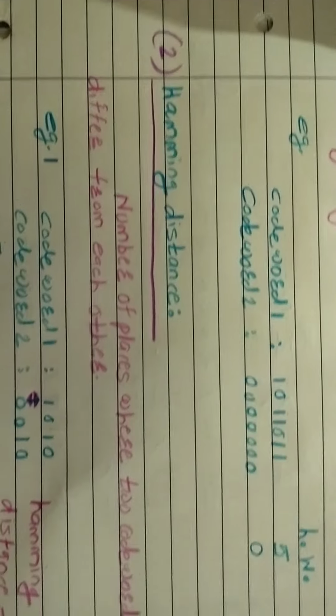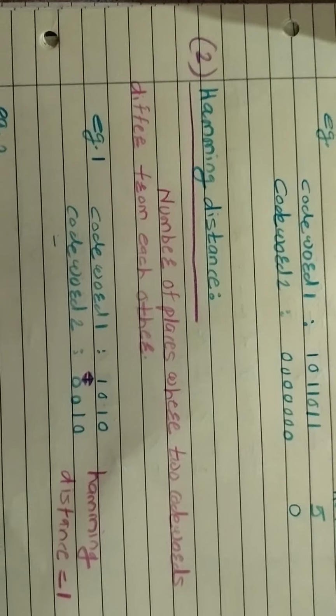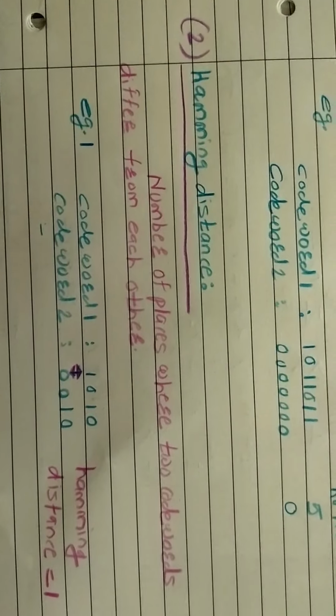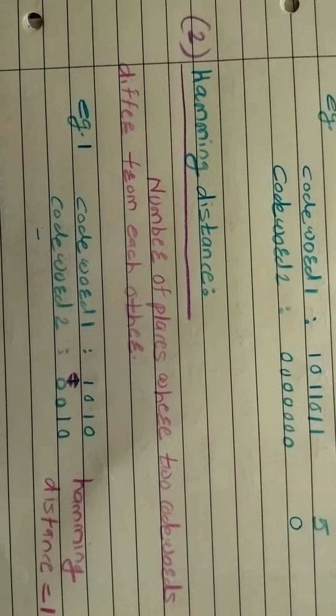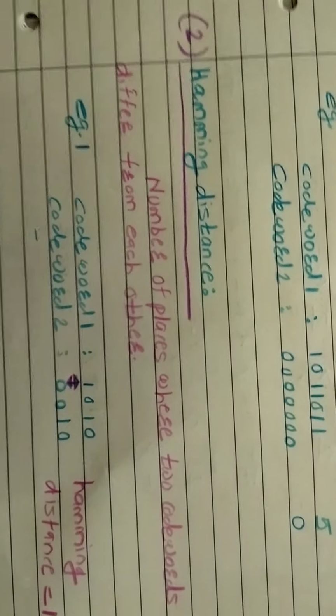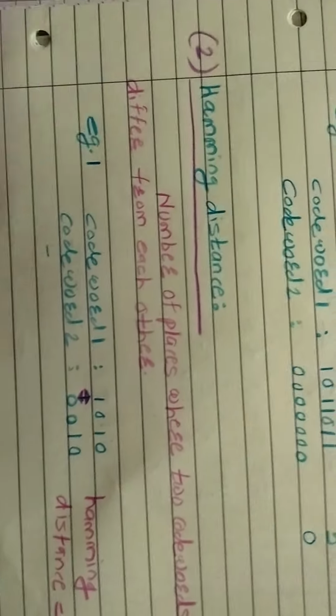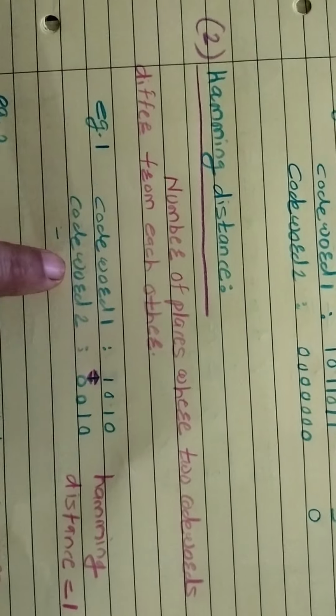Next term is Hamming distance. So Hamming distance is between two code words. The number of places where two code words differ is called Hamming distance. So for example, this is code word 1 and this is code word 2.